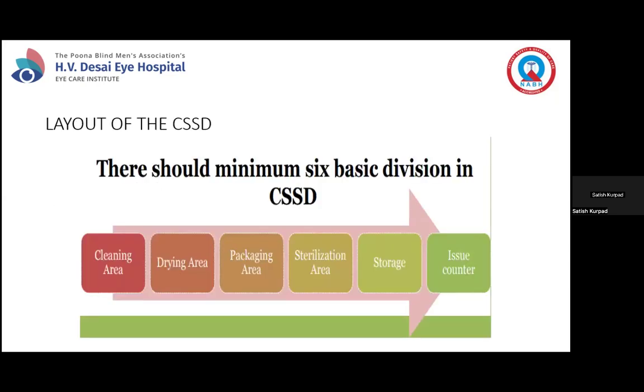Regarding the layout of the CSSD, most eye banks have their own autoclave, but an eye bank that is connected to an eye hospital or multi-specialty hospital has its own CSSD section. There should be a minimum of 6 basic divisions in the CSSD: the cleaning area, a separate drying area, packaging area, sterilization area, and storage for all sterilized items, and an issue counter.